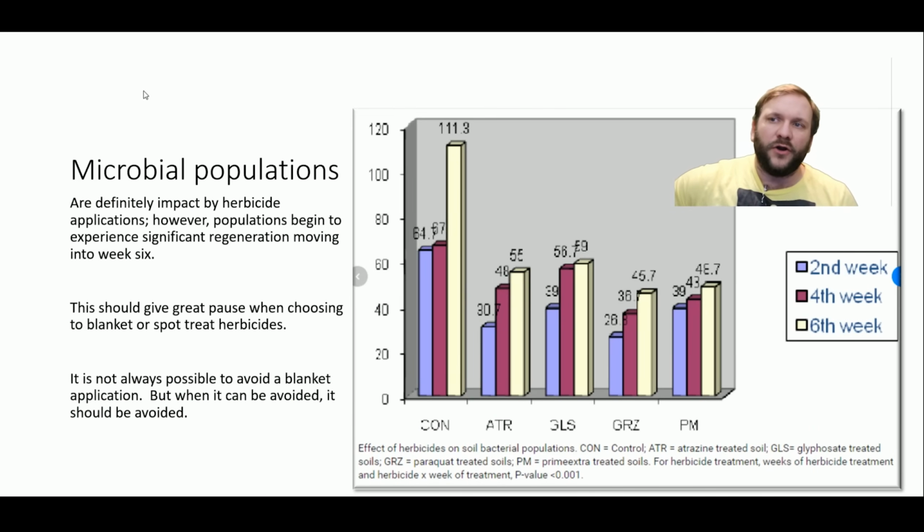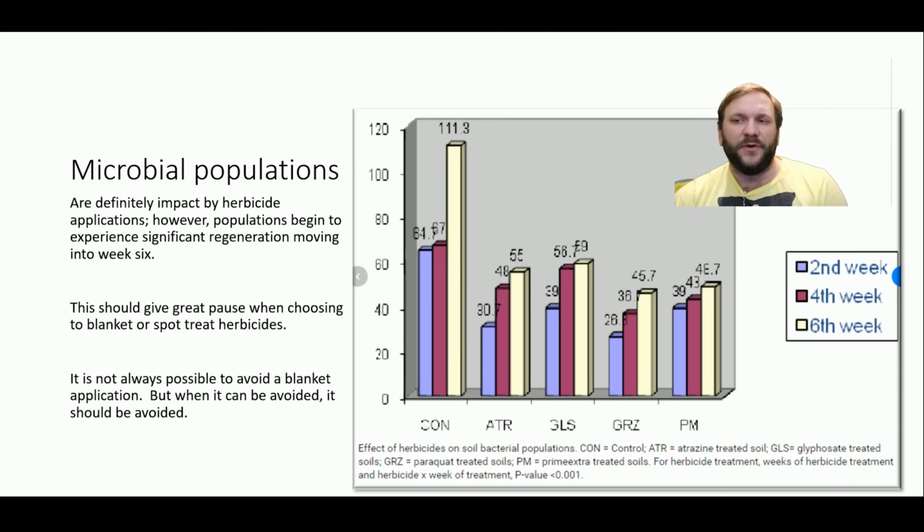This is a little longer study, and so this is going to give us a 2-week, 4-week, and 6-week mark on influence on bacterial and microbial populations. And this is using a couple of the same products. So we have atrazine in here. You can see atrazine has a pretty significant impact on microbial populations, but as we go from the 2nd week to the 4th week and from the 4th week to the 6th week, we are beginning to recover those microbial populations. And they even compared paraquat in this, which is arguably the most toxic herbicide on the market.